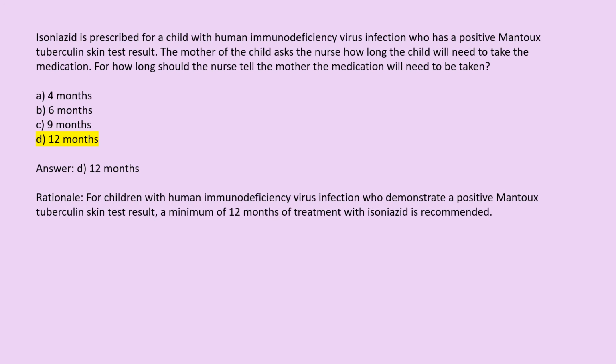Answer. D. 12 months. Rationale. For children with human immunodeficiency virus infection who demonstrate a positive Mantoux tuberculin skin test result, a minimum of 12 months of treatment with isoniazid is recommended.